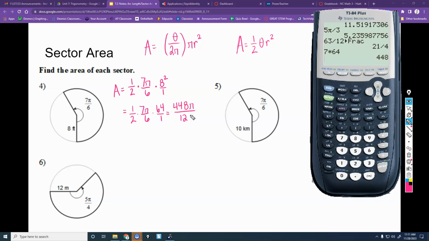I feel pretty confident that's probably going to reduce. So I'm going to do 448 divided by 12, and I'm going to hit math, enter, and that's 112 over 3. So I'll get 112 pi over 3. A lot of your answers for these are going to be fairly big fractions. That is okay.